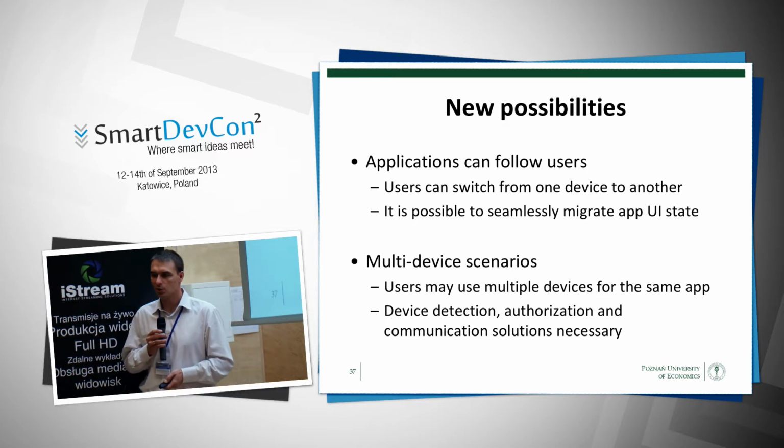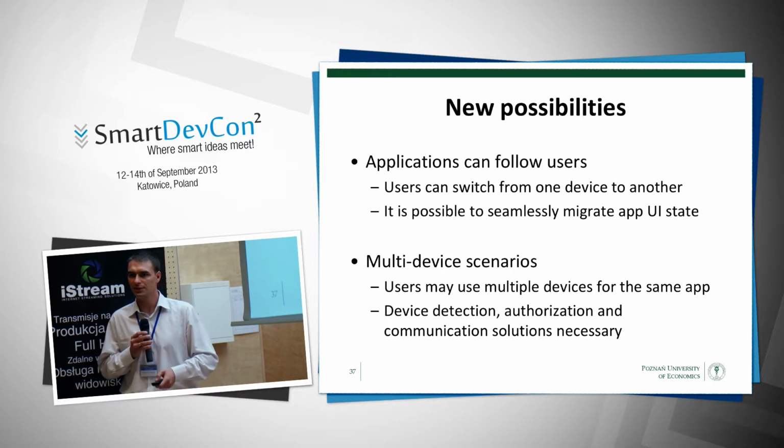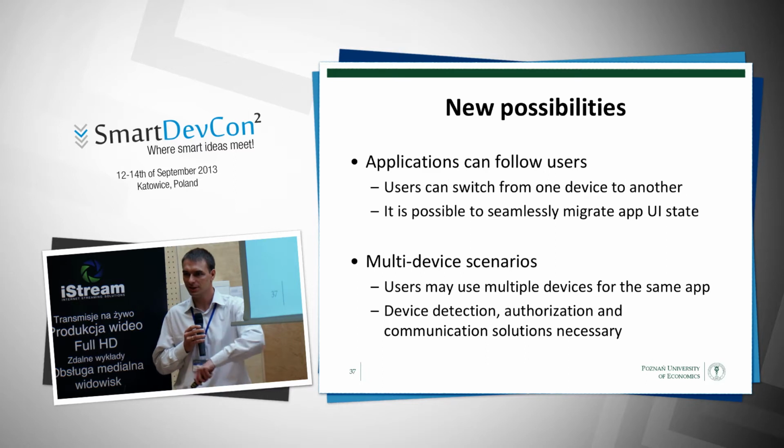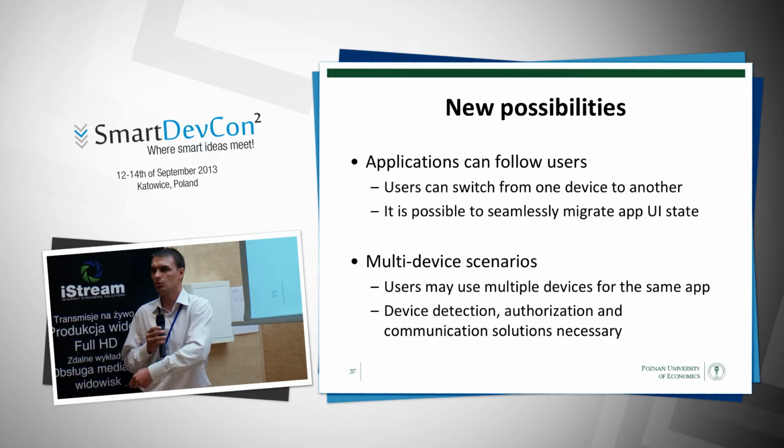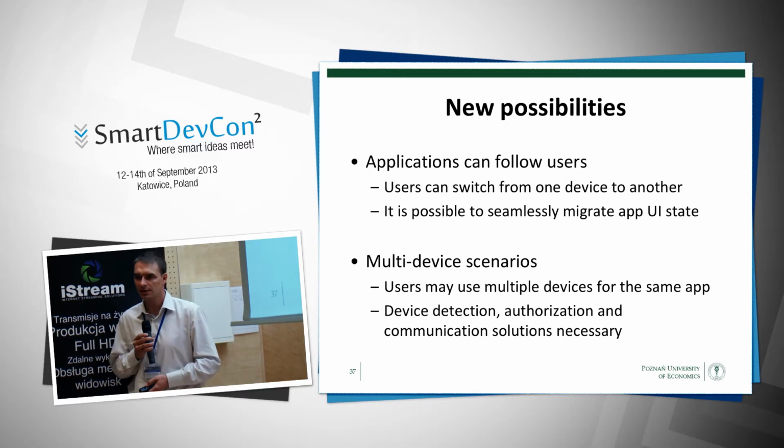Also, it opens a completely new area of multi-device scenarios, where you can use multiple devices within the same application, because the application doesn't see devices. It sees only a set of user interaction channels. So it can choose to send the image not to your smartphone, but to your TV.